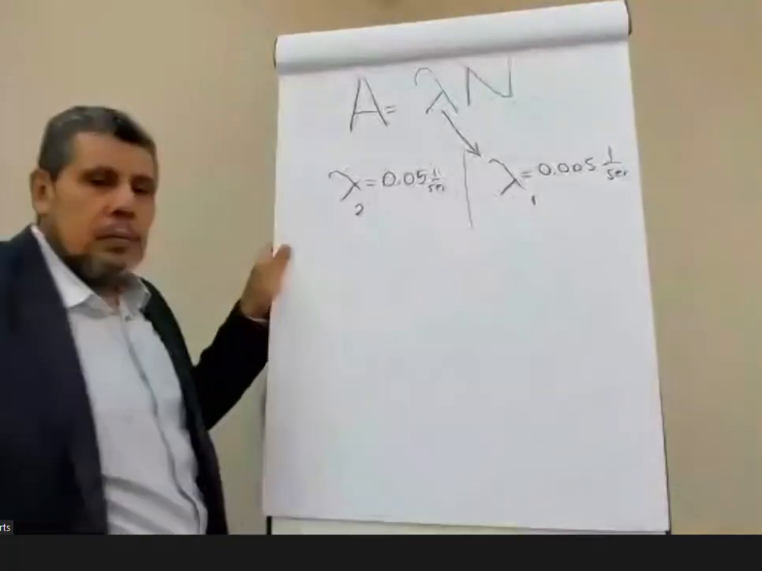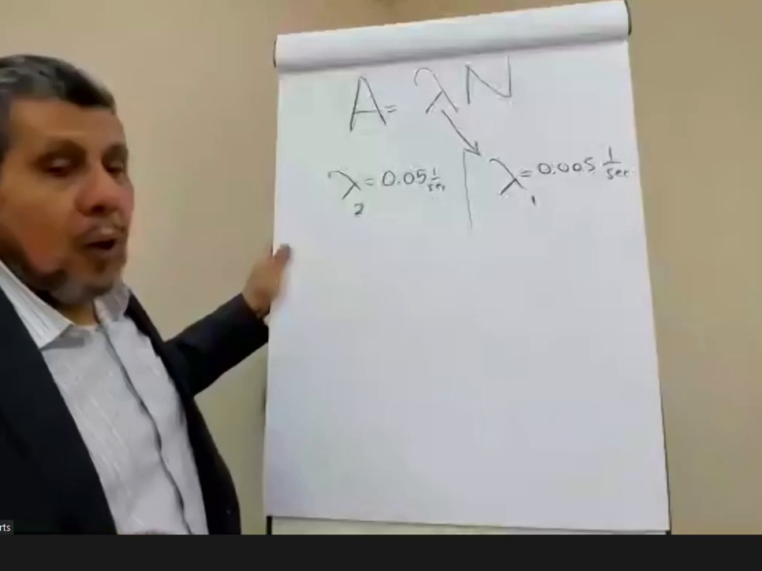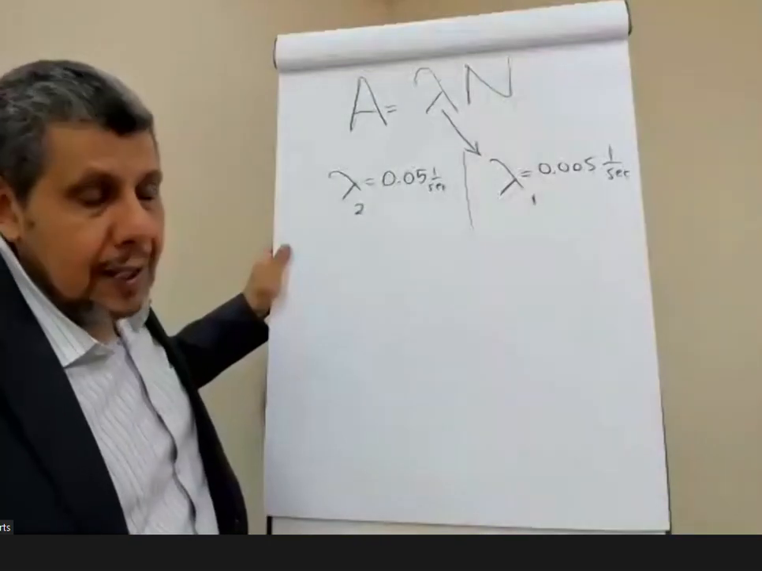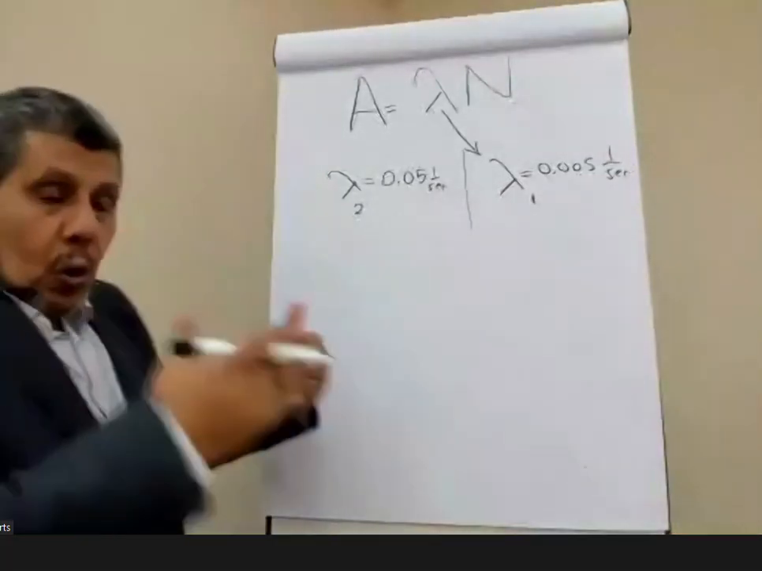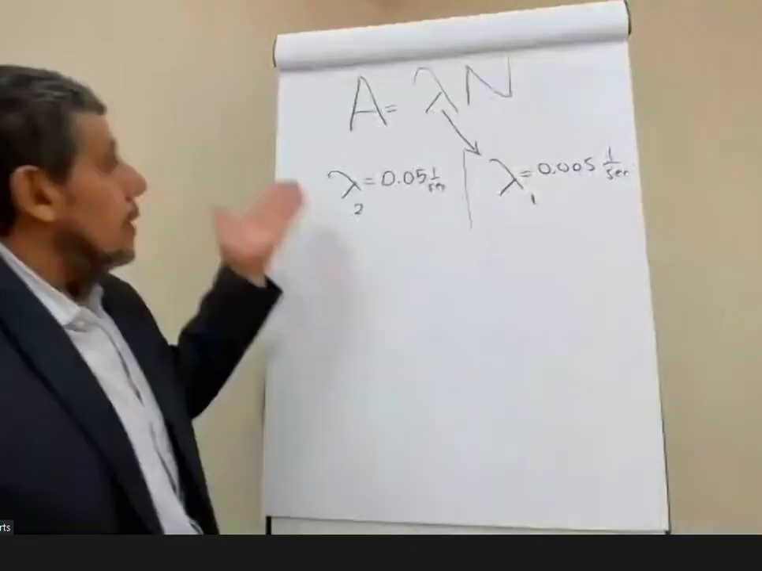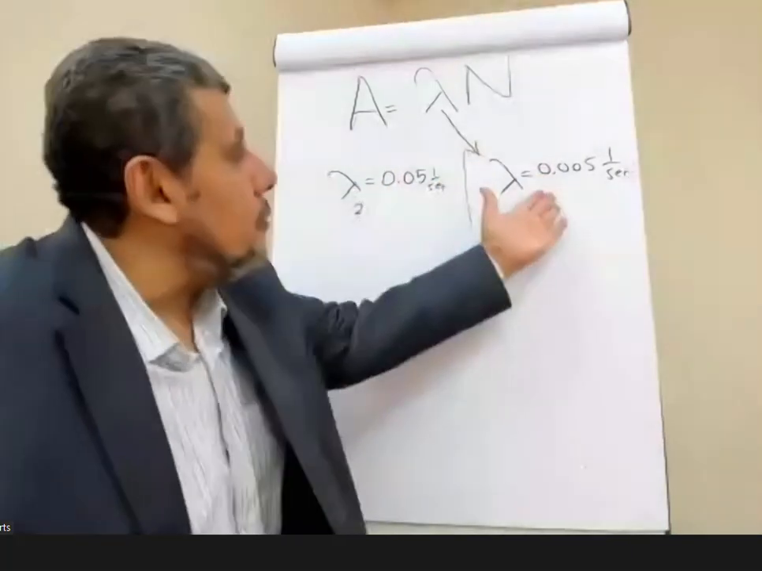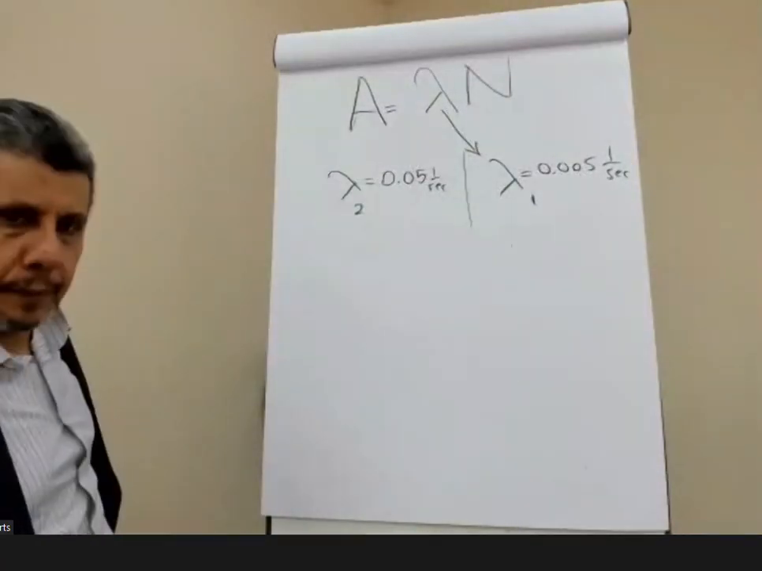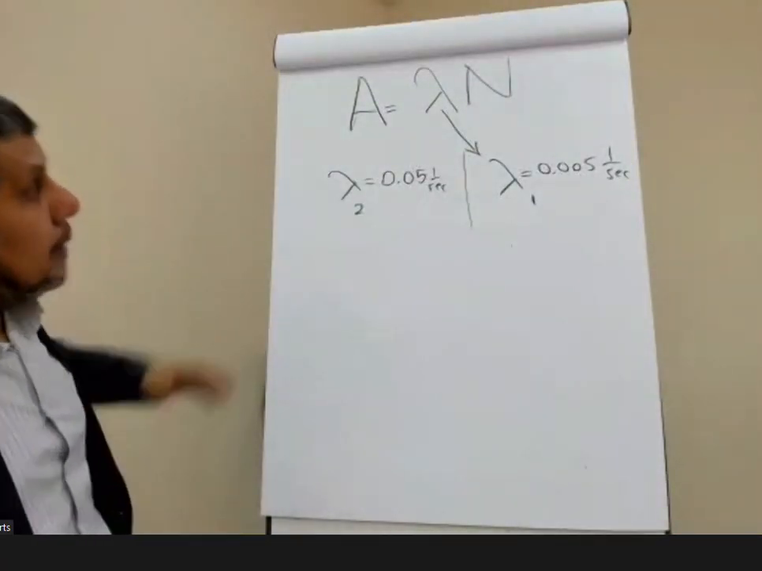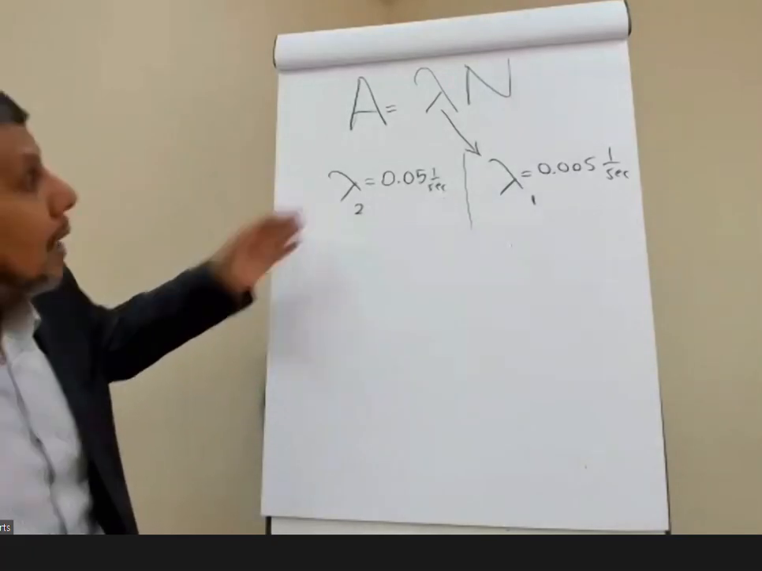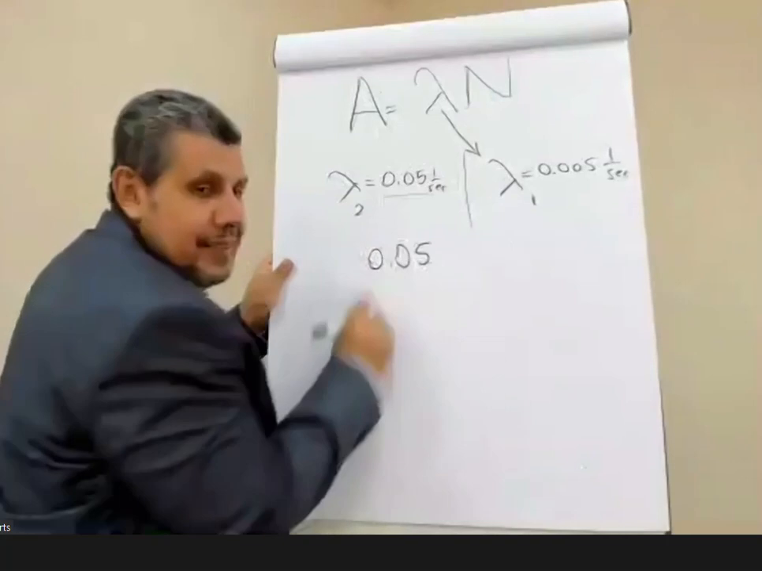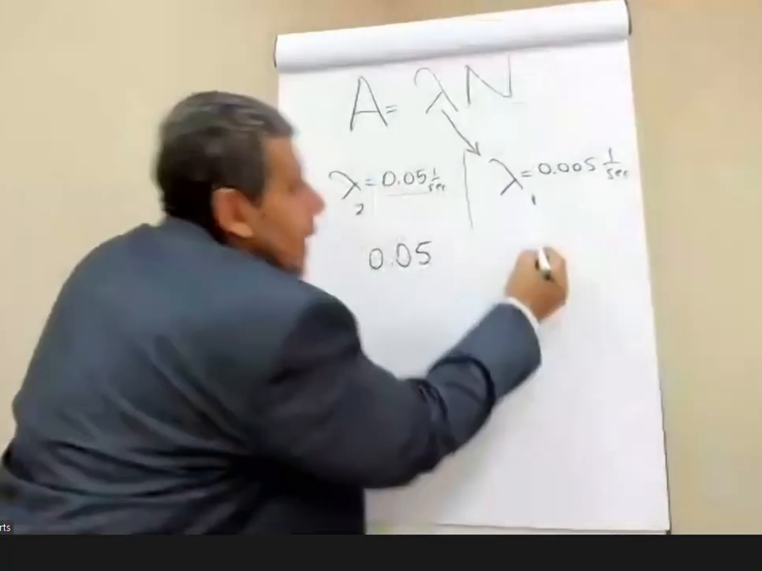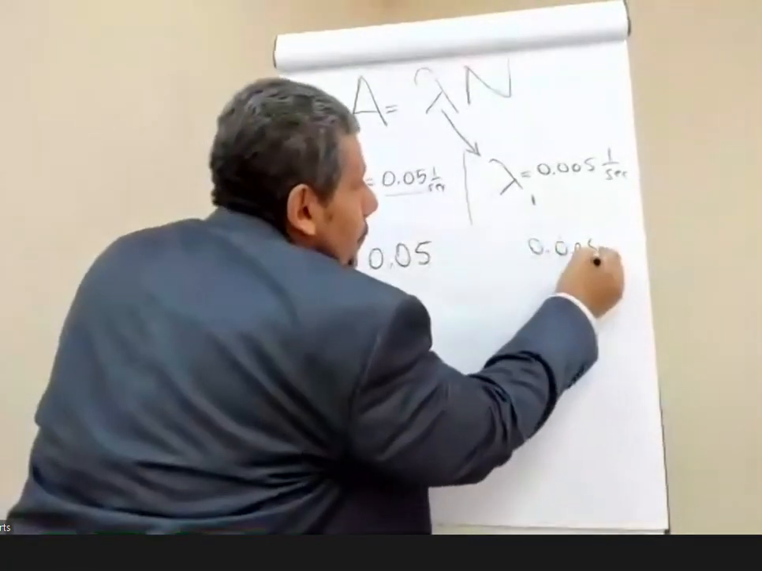Now, which source will decay faster? The source number 2 or the source number 1? Number 2. Number 2 will decay faster. Why? Because the probability is 0.05. This is the probability to decay. And here we have 0.005.